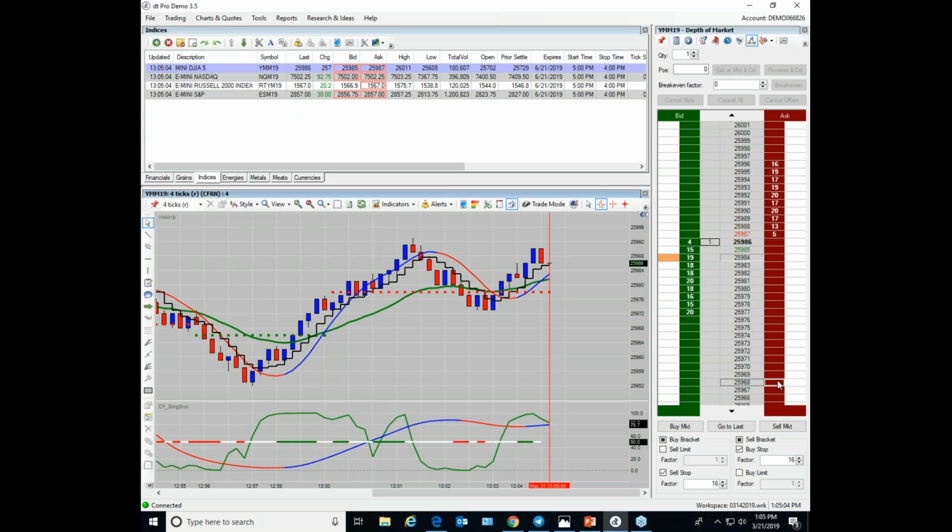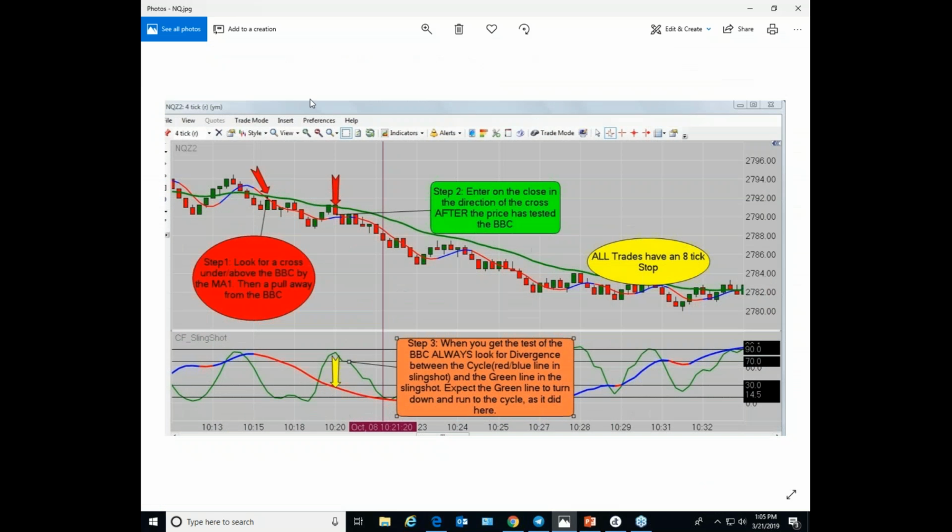That's what we're doing. So again, the time frame is a 4-tick range chart, and possibly an 8-tick range chart, depending on the market that you're trading. But the rules don't change. And here are the rules. We're going to work on the top portion of the chart here. The red and blue line is referred to as the MA1.